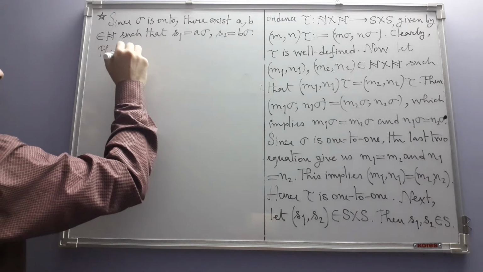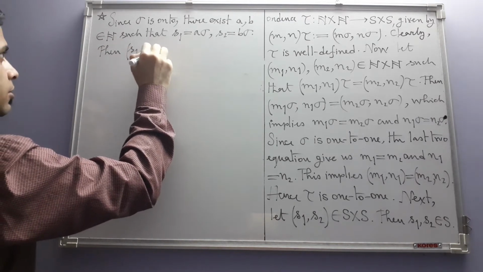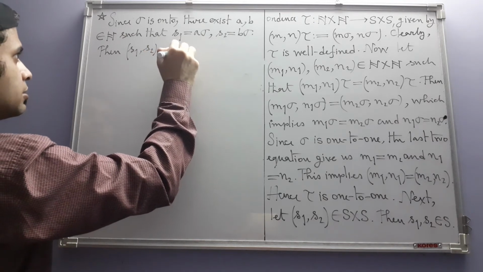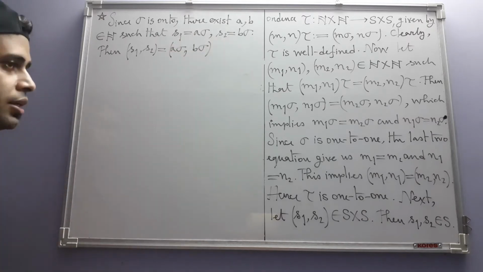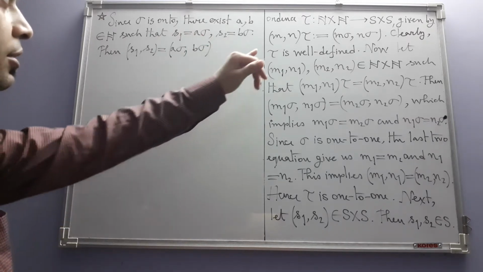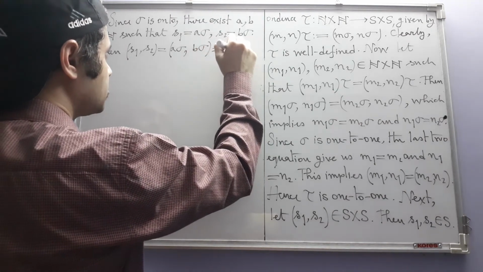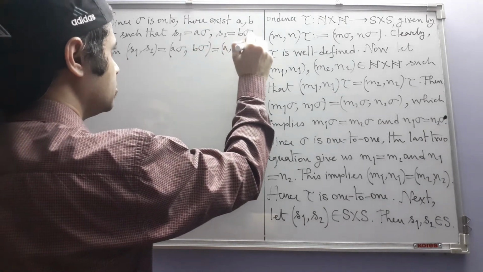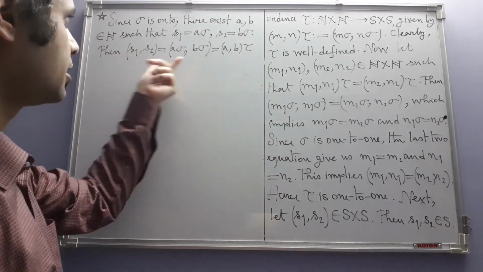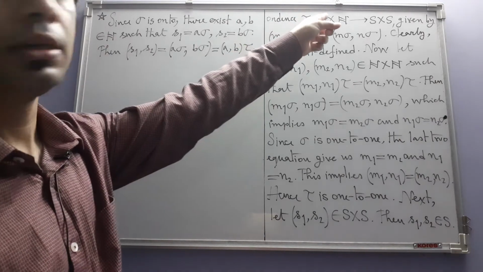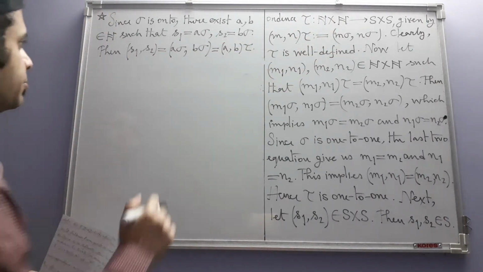Then (s1, s2) is (a sigma, b sigma). But since a and b are natural numbers, by the definition of tau, this is nothing but the tau image of the ordered pair (a, b). So every element in S cross S is the image of something in N cross N under tau. Hence tau is onto.